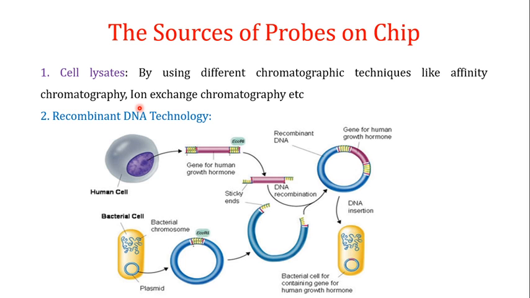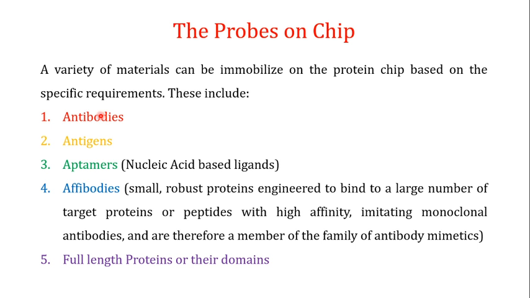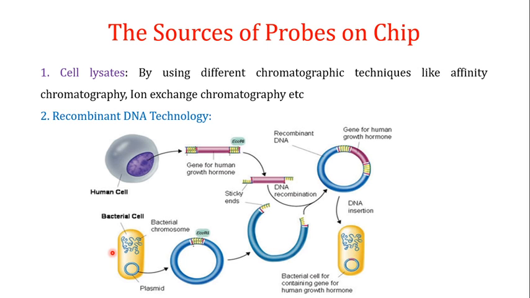Now, if you talk about the sources of probes on chips, if you can immobilize these kinds of things, where can you actually get them from? The first source of the probes on the chip can directly come from the cell lysate. For example, if you are interested in full-length proteins, you can use the cell lysate, and by using different chromatographic techniques like affinity chromatography or ion exchange chromatography, you can isolate your desired protein from the cell lysate.